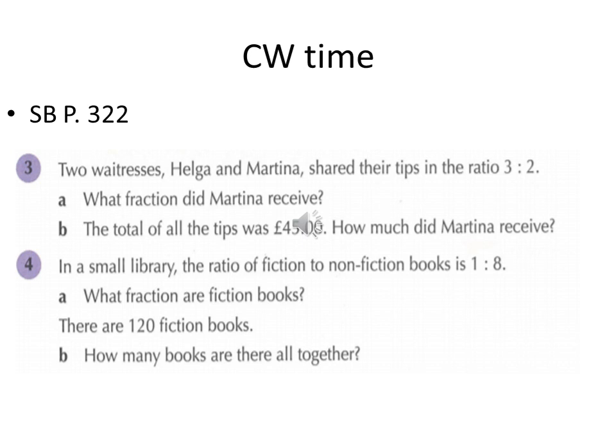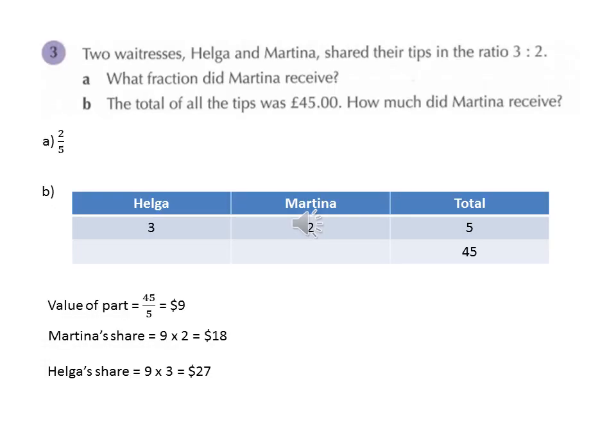And we'll have our classwork and then we'll have homework. So let's start with the recall. Here in question number 3, he said that two waitresses, Helga and Martina, shared their tips in the ratio of 3 to 2. So in the first question, he said, what fraction did Martina receive?